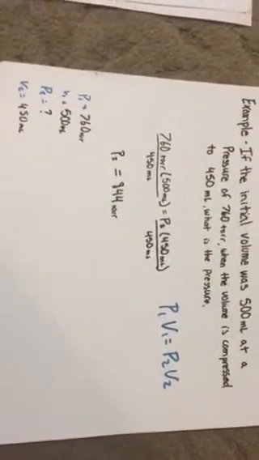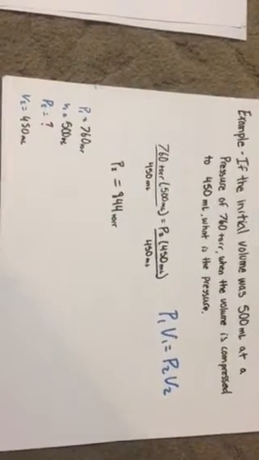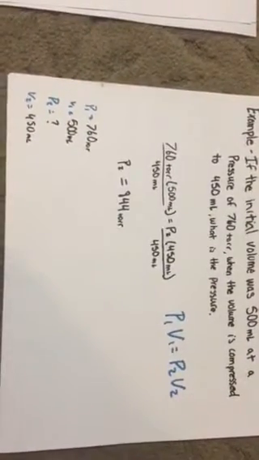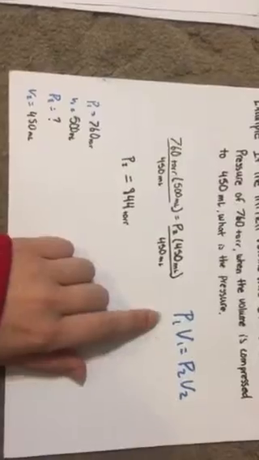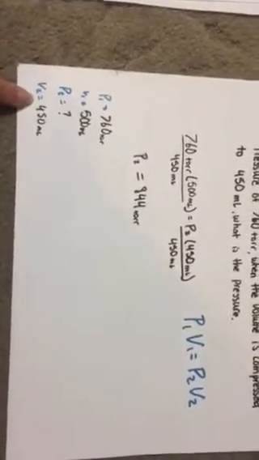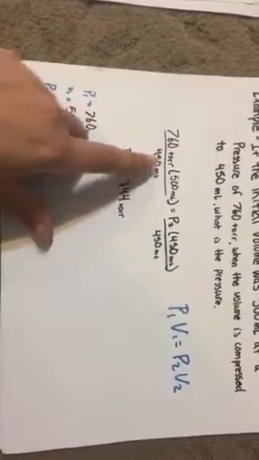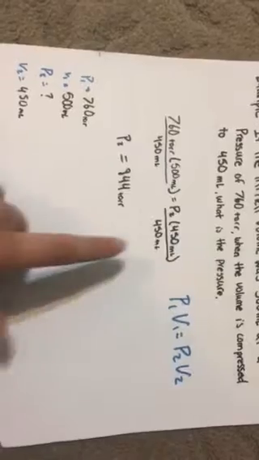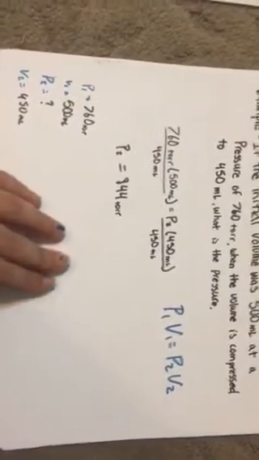An example: if the initial volume was 500 mL at a pressure of 760 torr, when the volume is compressed to 450 mL, what is the new pressure? Again, your equation is P1 times V1 equals P2 times V2. I would make this table down here and plug in your variables, and then just solve it right here. So P1 times V1 and P2 V2. Divide V2 on both sides, and you get P2 equals 844 torr.